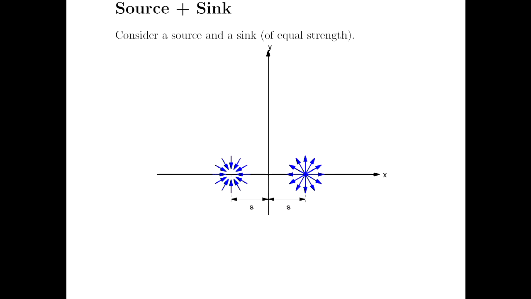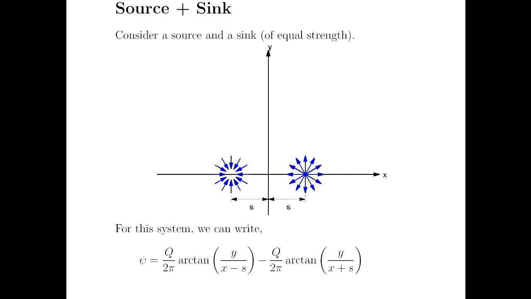So let's consider a flow with just a source and a sink. I have a source on the right and a sink on the left, and they are located at plus and minus s along the x-axis. Now you should be able to write down the stream function for this flow.